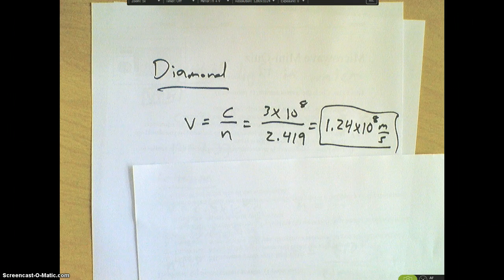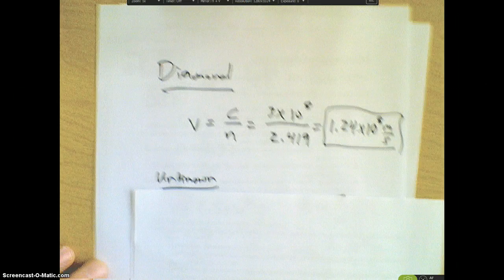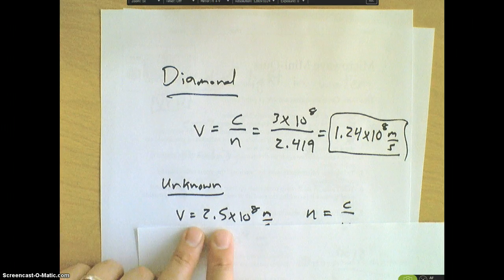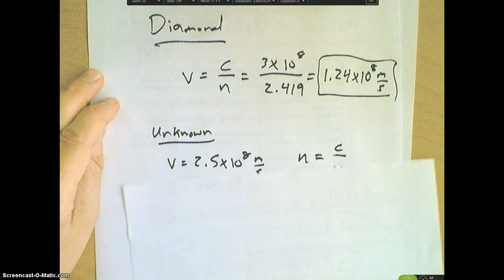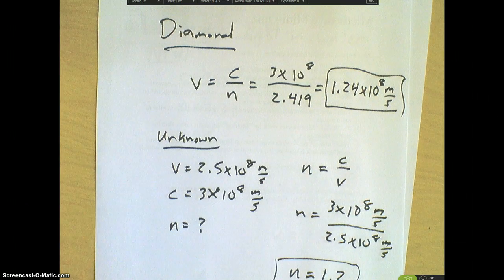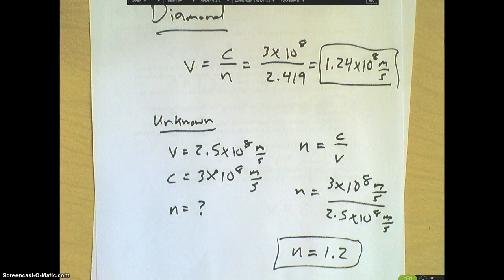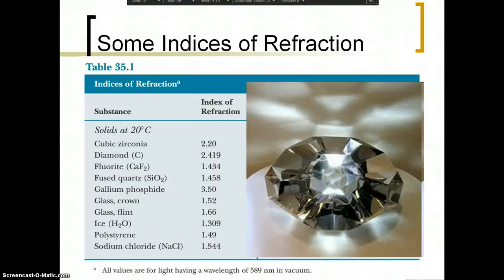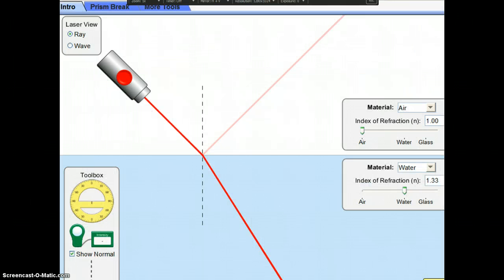The last one switches around a little bit. It's an unknown substance, but we know that we're given the speed through it, and we know the speed of light, and we're looking for n. So n is equal to c over v. We have an index of refraction of 1.2. Totally made up substance. I don't know of anything that has an index of refraction of 1.2, but it works. All right, so that's that. Yeah, maybe jellyfish. All right, so various indices of refraction.